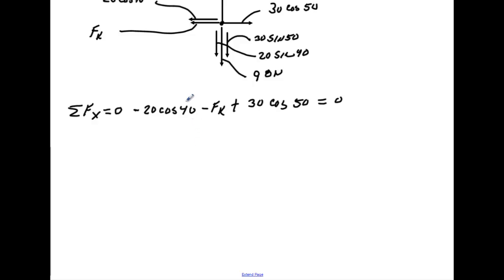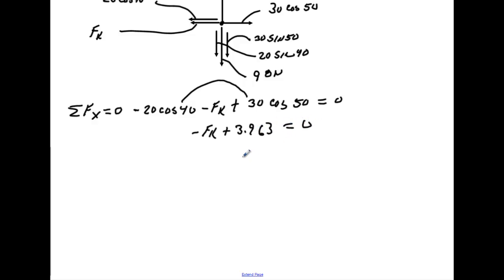We're going to add these two together first. I'll get the calculator. Minus 20 times the cosine of 40 plus 30 times the cosine of 50. So what I have here is minus Fk plus 3.963 is equal to 0.